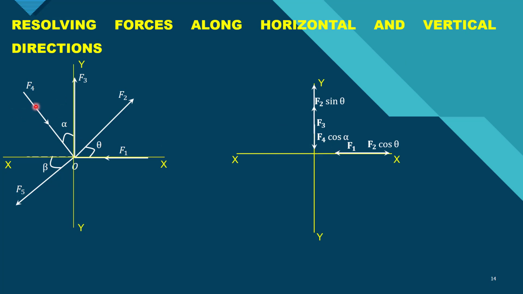What about the horizontal component? That will be acting along the negative x-axis towards right, and that component will be sine. Okay, that is away from this angle, right? So F4 sine alpha will be acting towards right.